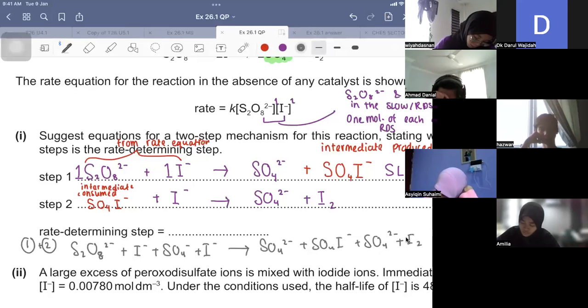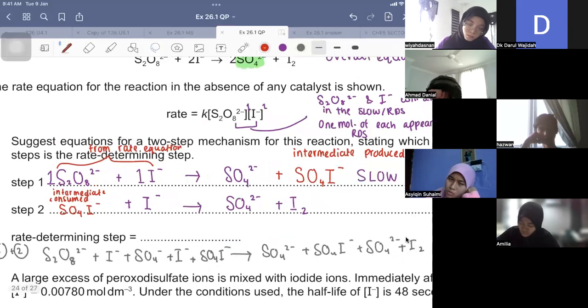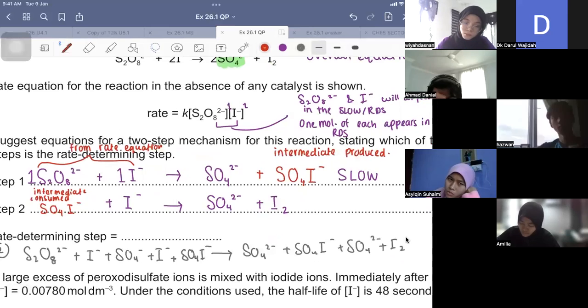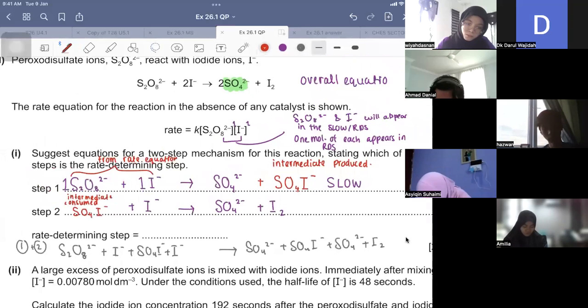Sorry, I'm missing something here. I'm missing my intermediate. Plus SO4I minus. Okay, so my SO4 minus will cancel out. Sorry, that is a typo. I did have it, but SO4I minus. Oh gosh, what a disaster. I minus. Okay, so I will tidy them up.